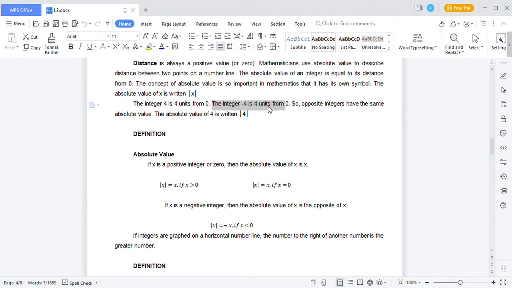So kung mapansin nato lang, ato distance here are all positive. We have positive 4, we also have positive 4 there. So opposite integers have the same absolute value. So the absolute value of 4 is written this one. How do we read this one? That is the absolute value of 4. Again, that is the absolute value of 4. Now we have here the definition.